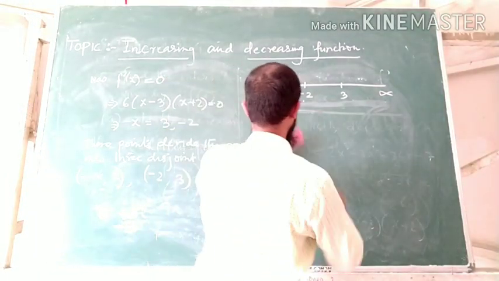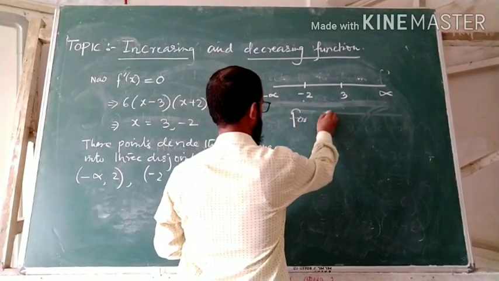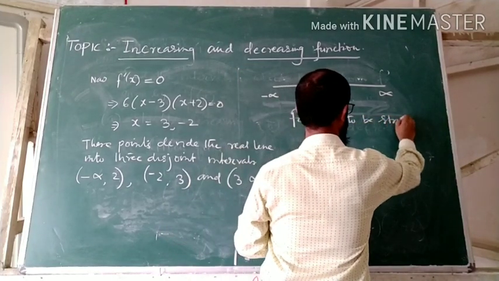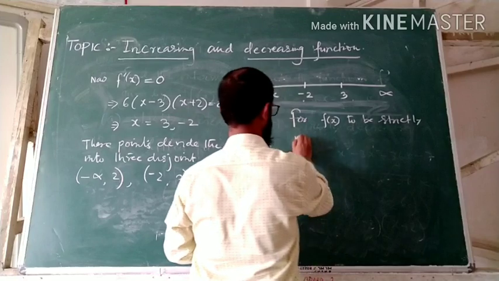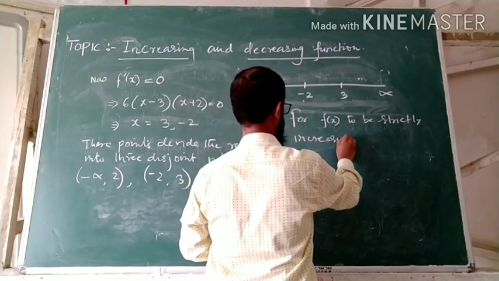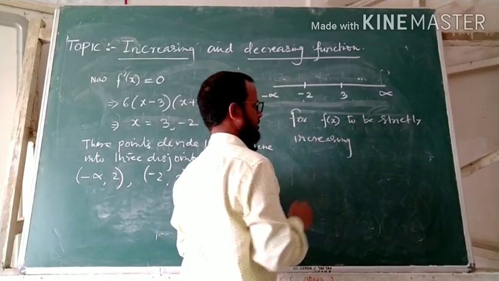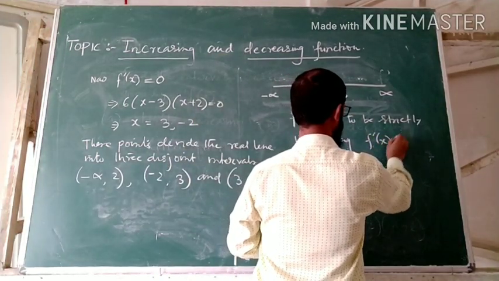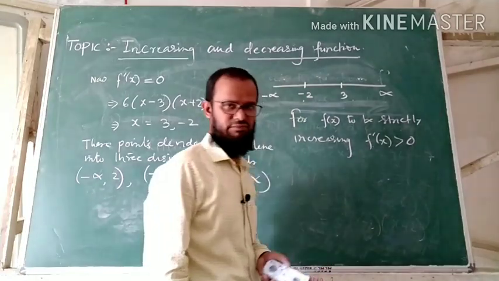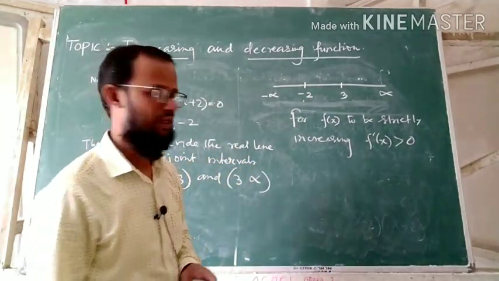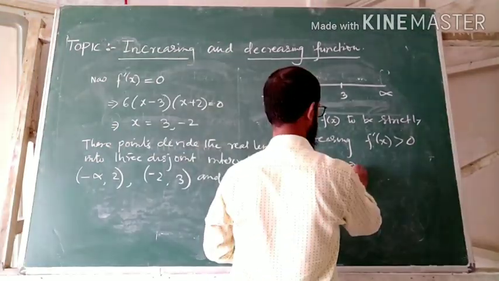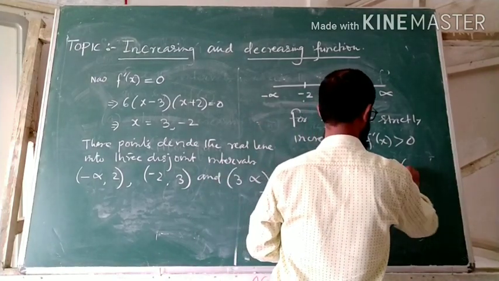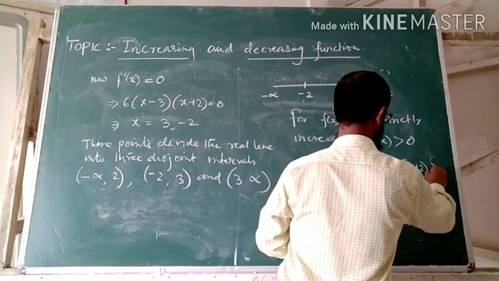Now for f(x) to be strictly increasing, what is the condition? f dash x must be greater than 0. f dash x means what? 6 into (x minus 3) into (x plus 2) greater than 0.